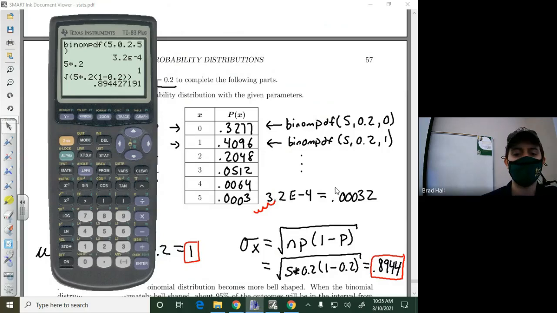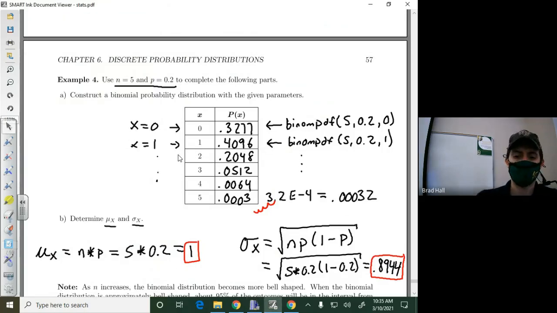Okay. So those formulas should be pretty straightforward. Does anyone have any questions before we move on?